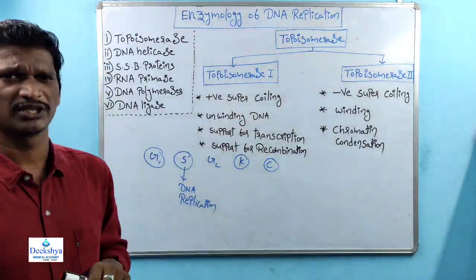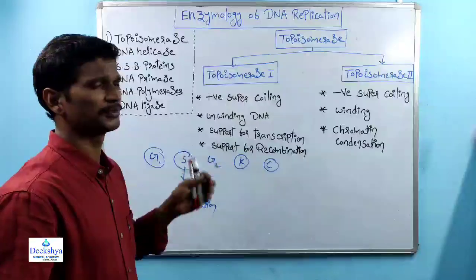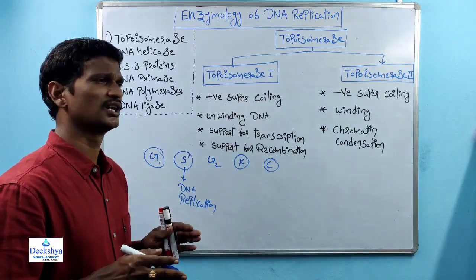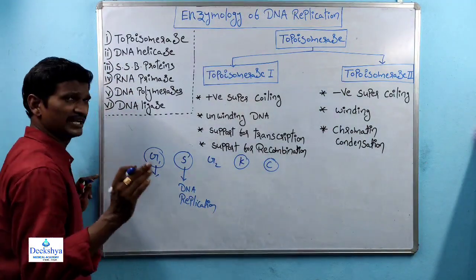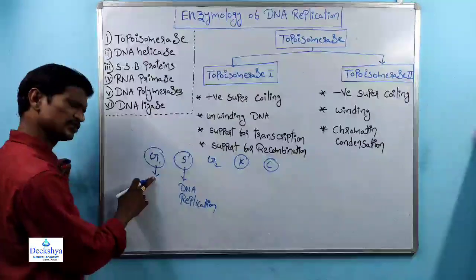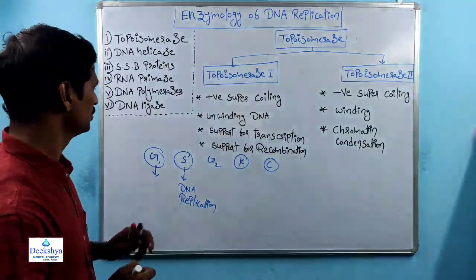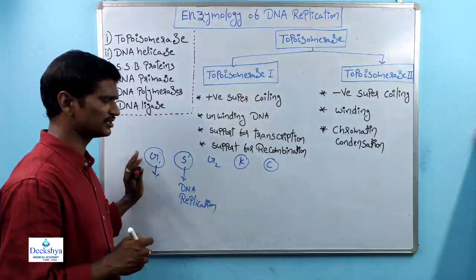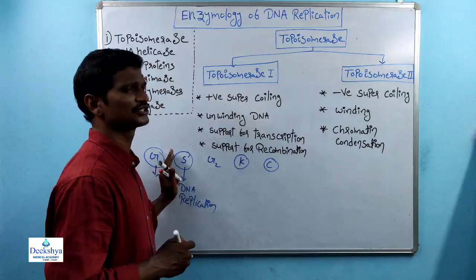The enzymes which are required for the DNA replication process are synthesized in the G1 phase. The majority of these enzymes are synthesized in G1 phase, and in S phase DNA replication takes place.